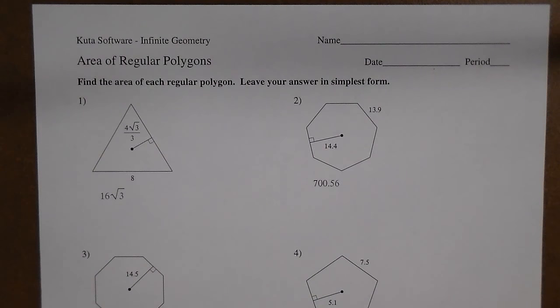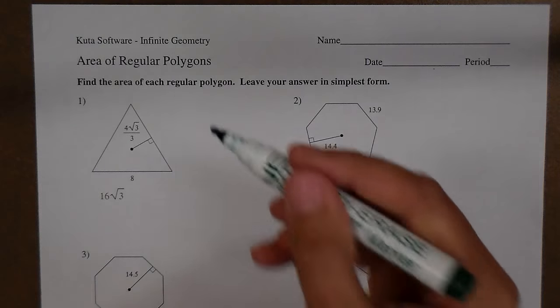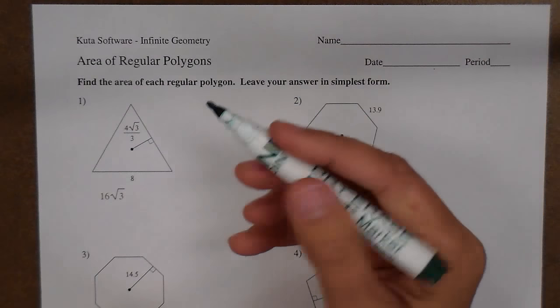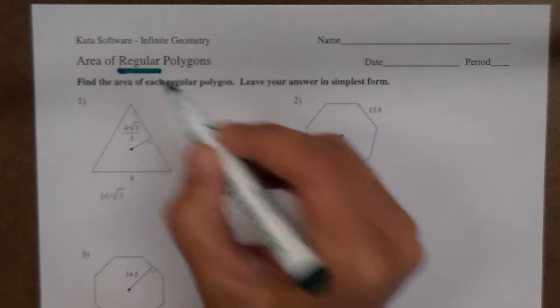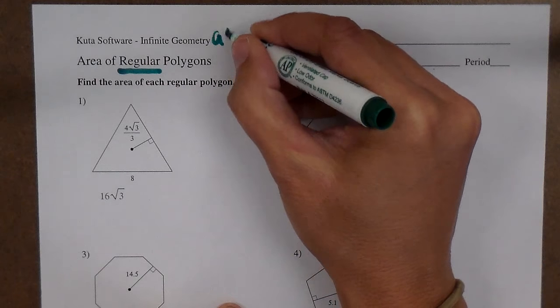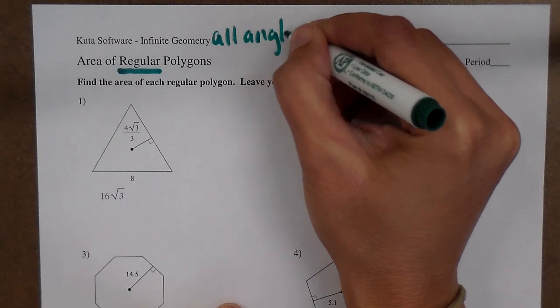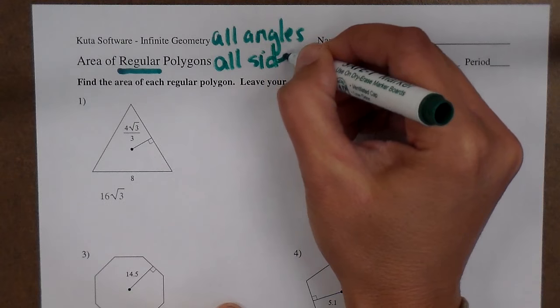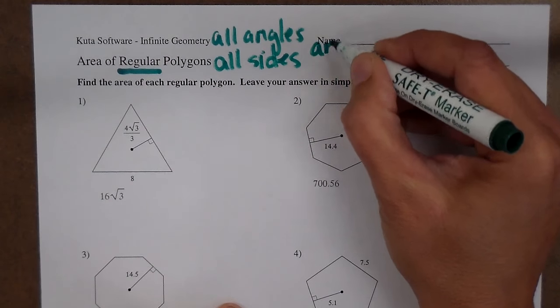All right, let's look at the areas of regular polygons. Now, first of all, what is a regular polygon? Is anybody going to answer me? Oh, wait, you can't. So what is a regular polygon? A regular polygon is a polygon in which all angles and all sides are congruent.